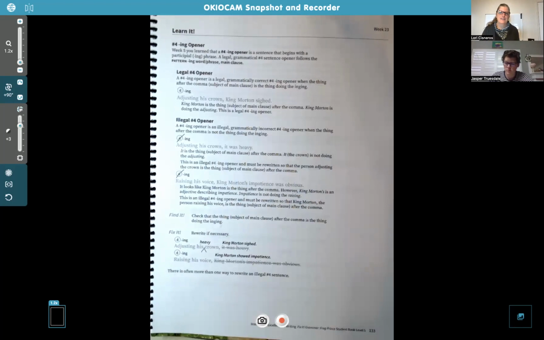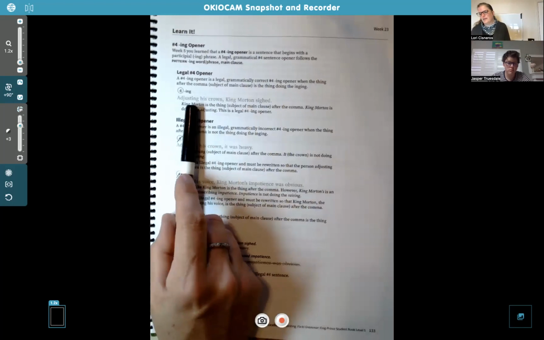So whatever the ing is at the beginning of the sentence for the opener, after the comma has to be the subject doing whatever the ing is at the beginning of the sentence, because sometimes it gets crossed up. Students add details that don't relate to the subject, and then it's illegal. So that's what we're talking about today, basically.